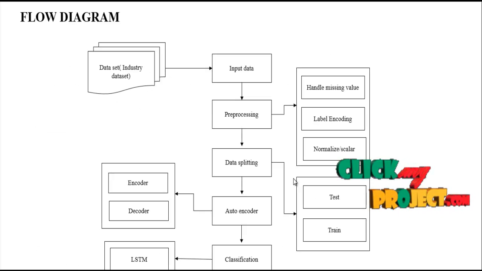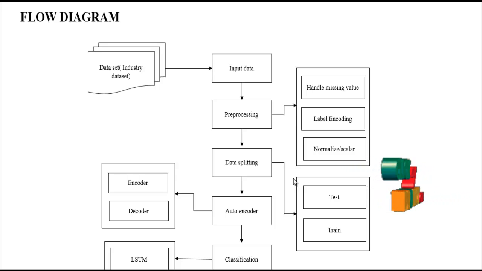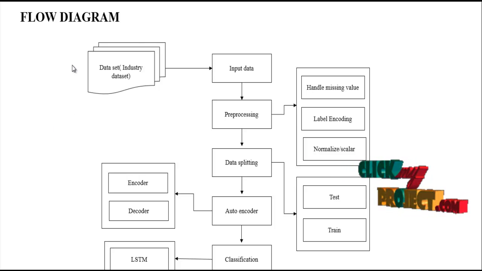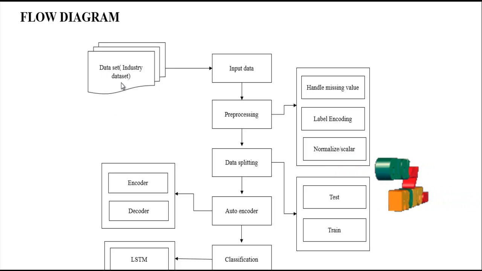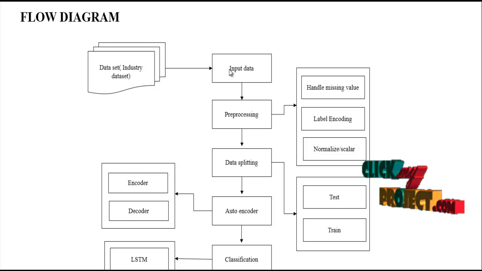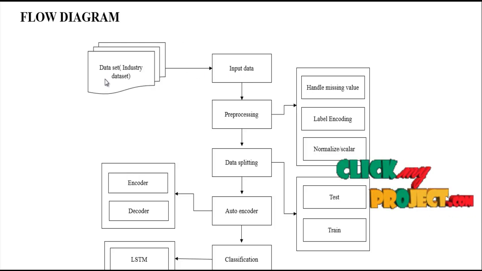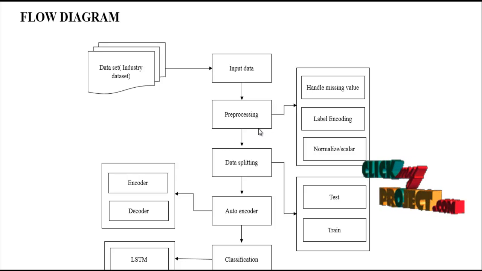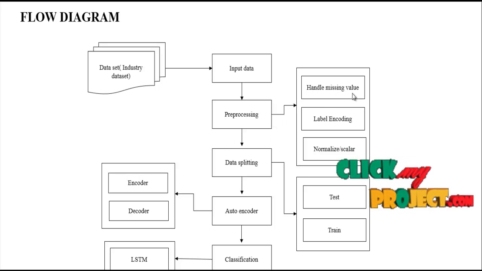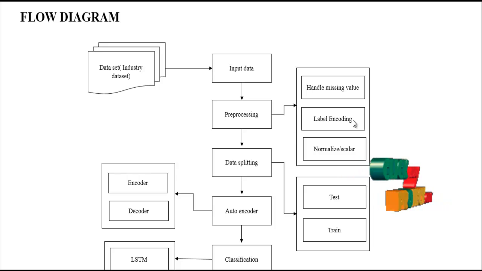Then we are going to see the flow of our process. First we have to take the data set, that is the industry data set. We have to take the input data from the data set. After that we have to implement the pre-processing step. In this step we have to handle missing values, label encoding, then normalize or scaler.